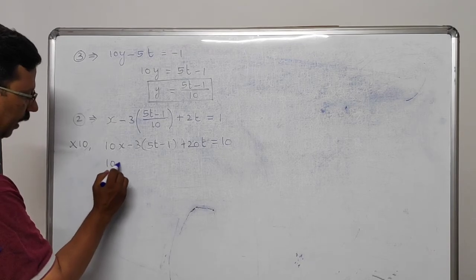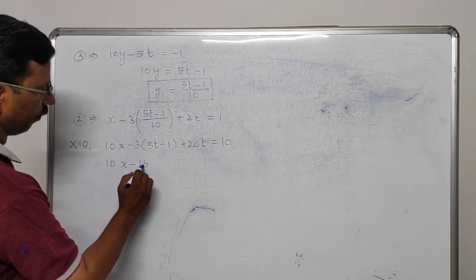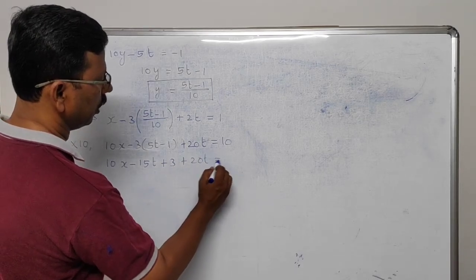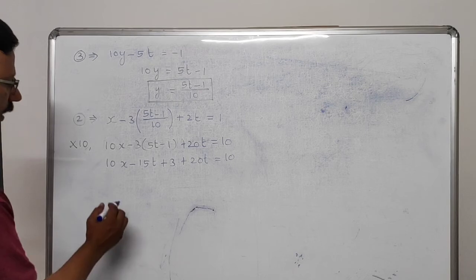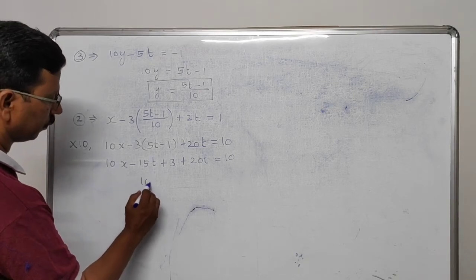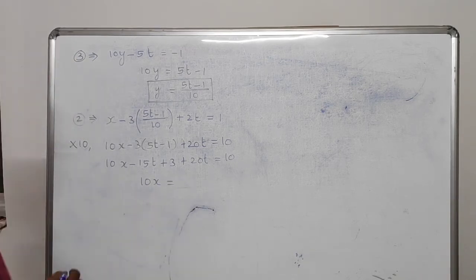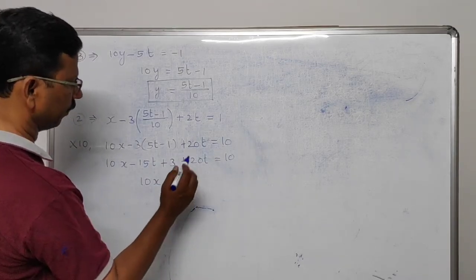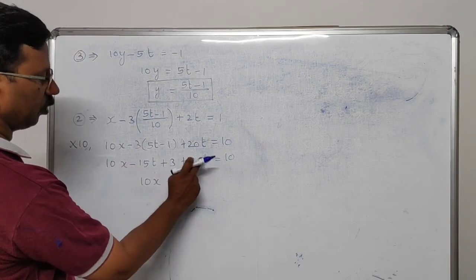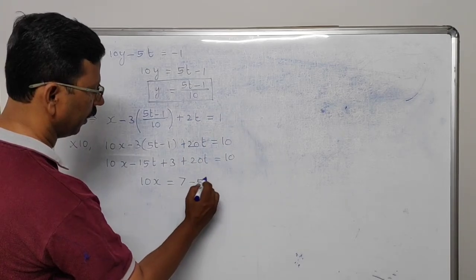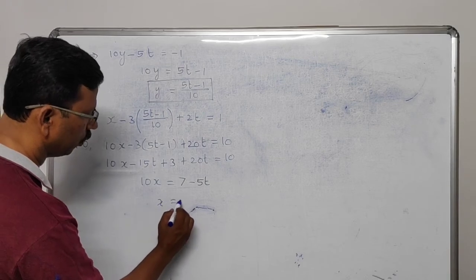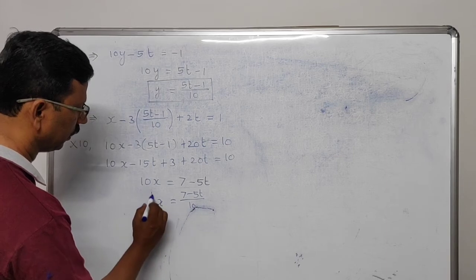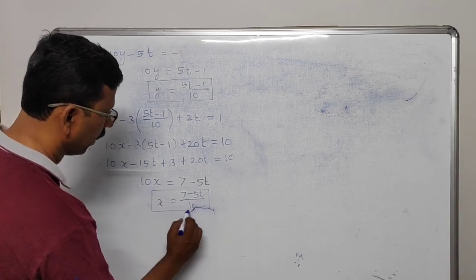After that try to remove the bracket. You can write 10x minus 15t plus 3 plus 20t is equal to 10. Now you can write 10x equal to, first we take this one, this is 10, this 3 goes inside, minus 3 gives 7. Then minus 15t plus 20t gives plus 5t, goes that side minus 5t. Therefore, x is equal to (7 minus 5t) by 10. This is the x value. Now we found the values of x, y, z.